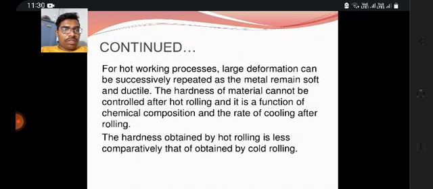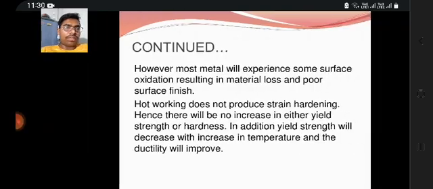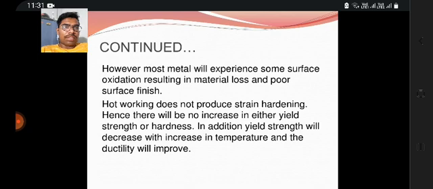For the hot working process, large deformation can be successfully repeated as the metal remains soft and ductile. The hardness of metal cannot be controlled after hot rolling. It's a function of chemical composition and the rate of cooling after rolling. The hardness obtained by hot rolling is comparatively less than that obtained by cold rolling. However, most metal will experience some surface oxidation resulting in material loss and poor surface finish. Hot working does not produce strain hardening, hence there will be no increase in either yield strength or hardness. In addition, yield strength will decrease with an increase in temperature and the ductility will improve.